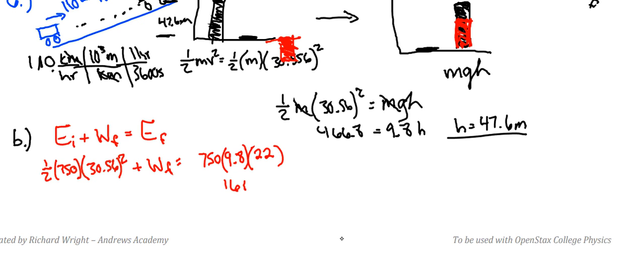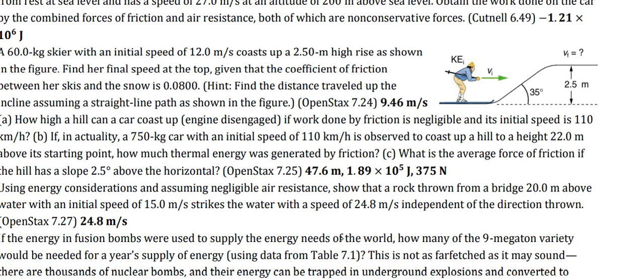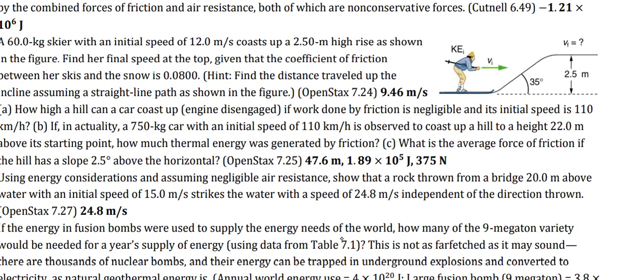This is 161,700. This is 350,116. So we see that the work done by friction, we just take this number and subtract 350,000. And I get negative 188,000. And I'm just going to round that off because I only need 3 significant digits. So 1.88 times 10 to the 5th, is that what they have here? Yay, look, good for us.